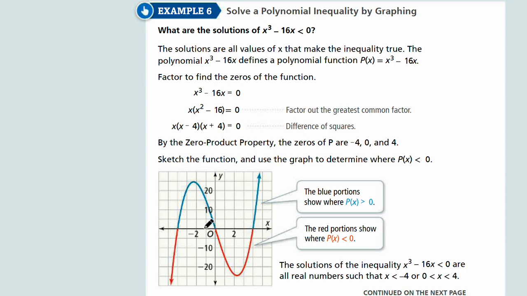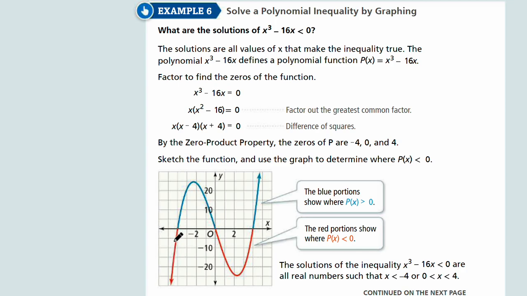So pick any numbers that are less than negative 4, greater than negative 4 but less than 0, greater than 0 but less than 4, and then anything greater than 4. And then you'll see that the graph is negative here, positive here, negative here, positive here. So your solution to this inequality is anything that's less than 0. So all these y values are less than 0 in your function. So the red parts are all the solutions.